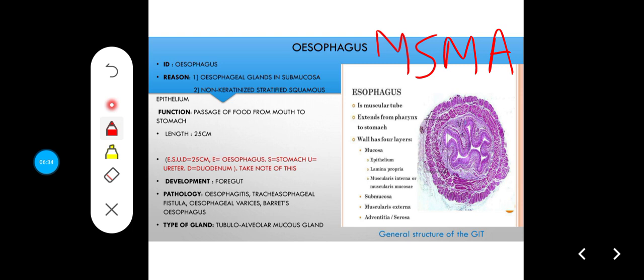Then the submucosa, just like I've said, is a layer of loose connective tissue that contains blood vessels, nerves, and in some areas of the small intestine and also the gastrointestinal tract in general, may contain specialized structures like lymph nodes, glands, etc.